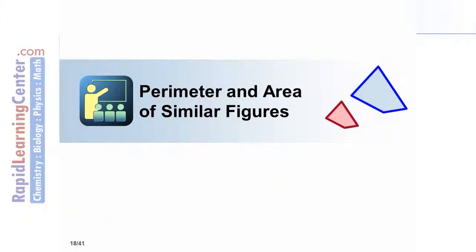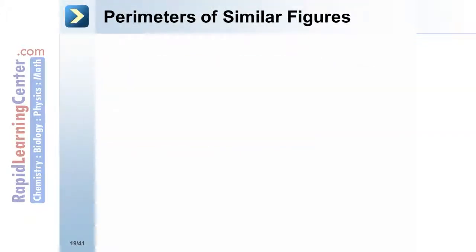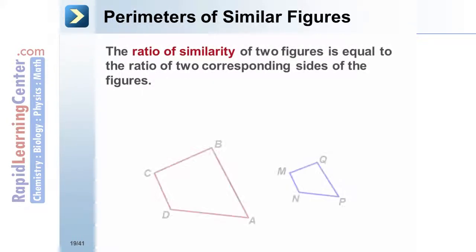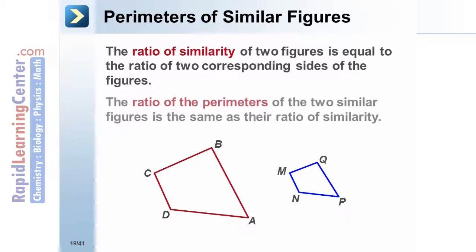The next section will discuss the relationship between perimeters and areas of similar figures. Perimeters of similar figures. The ratio of similarity of two figures is equal to the ratio of two corresponding sides of the figures. The ratio of the perimeters of the two similar figures is the same as their ratio of similarity.